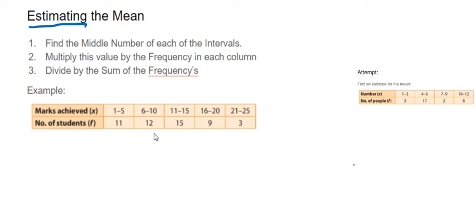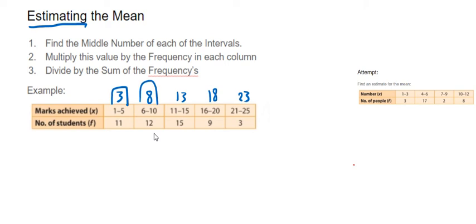Right, so let's have a look anyway at how we do it. So we're going to find the middle number of each of the intervals. If I look at the first interval here, that's 1 to 5. So the mid-interval value, or the middle value here, would be 3. So I'm going to use 3 as a good representative of these, because 3 is the middle one. So to work out an estimate, I'm going to use the one that's in the middle. And then the one in the middle of 6 and 10 would be 8, and then we'd have 13, so 13 is halfway between 11 and 15. 16, 20 would be 18, and then 23.